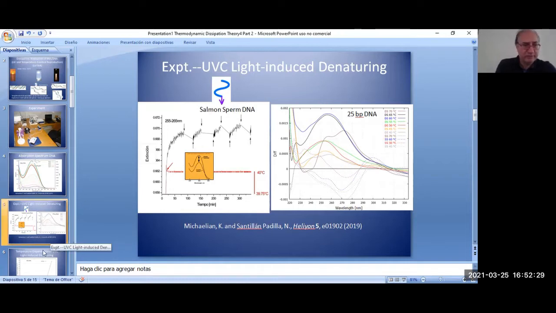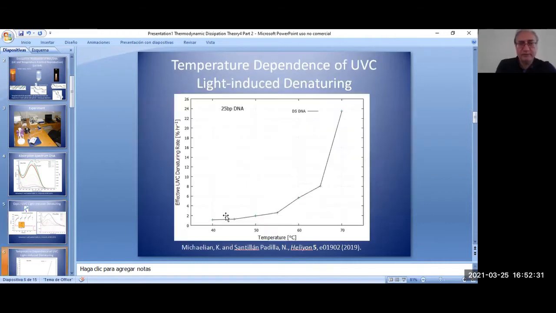Okay, and so that brought us then to this curve, which is the temperature dependence of this light-induced denaturing. So after about 60 degrees centigrade, light-induced denaturing becomes very strong. And this is in percentage denaturing per hour, okay, on the y-axis. And this is a function of temperature.